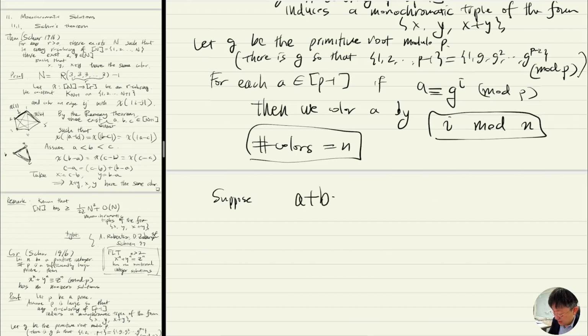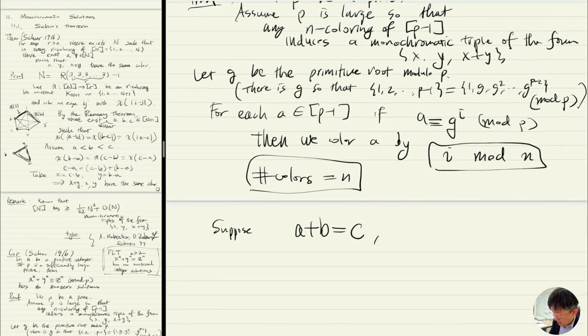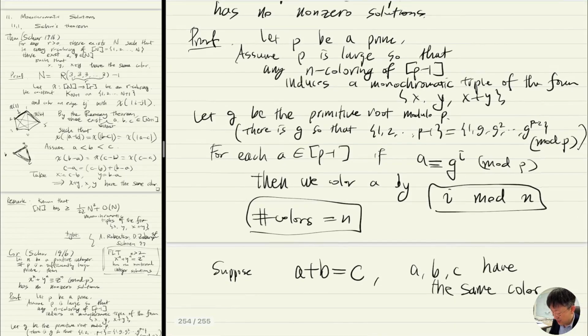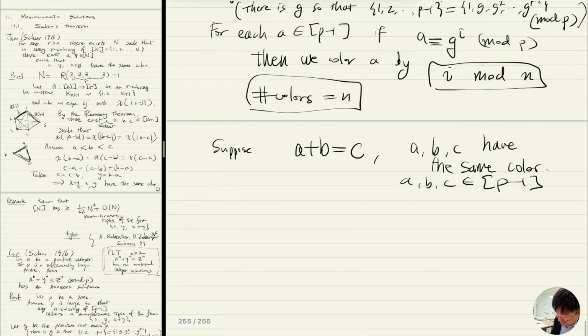Now suppose a plus b is equal to c, and a, b, c have the same color. By Schur's theorem, the existence of such a triple is guaranteed. We chose p large so that, with a, b, c from 1 up to p minus 1, you can always find such a triple, and they have the same color. So what does that mean? Why do they have the same color?